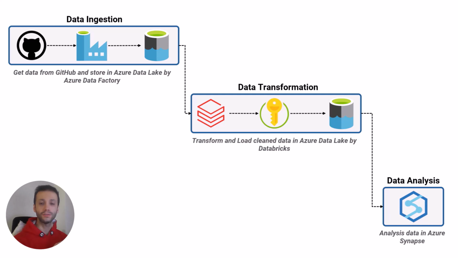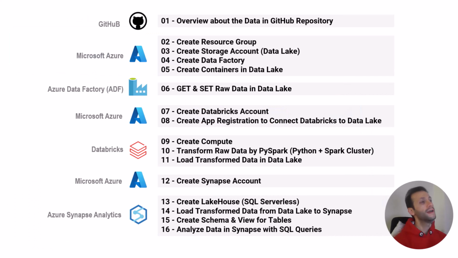Now let's see the process and the steps that we are going to do. As I said, in the first step, we just get an overview of the data in the GitHub repository. After that, we go to Microsoft Azure and create a resource group. And then we create a storage account, or data lake. Then we should create a data factory, ADF, and we create containers or folders in the data lake. Next, we have to go to the data factory service. We can get and set raw data into the data lake, pushing or pulling the data.